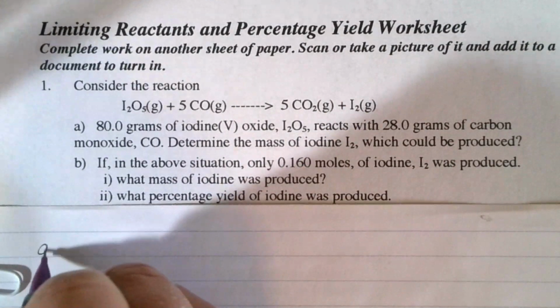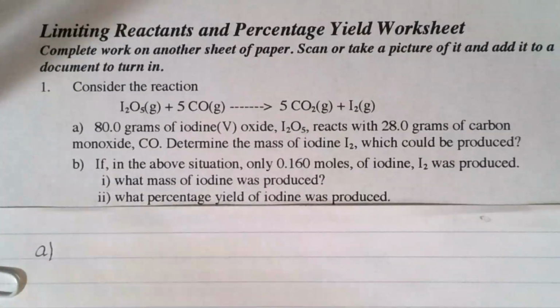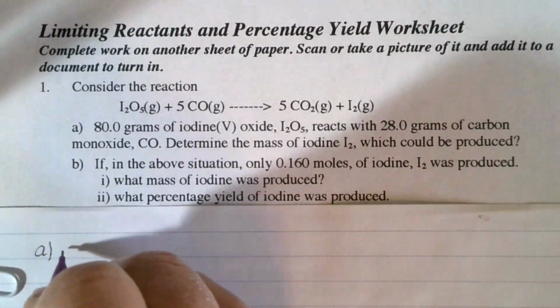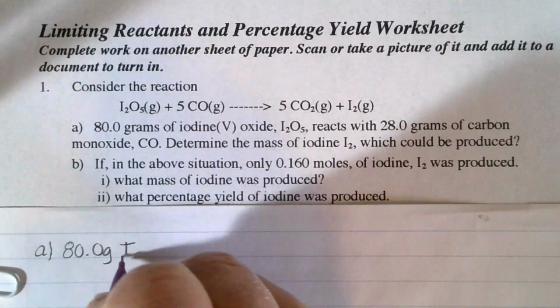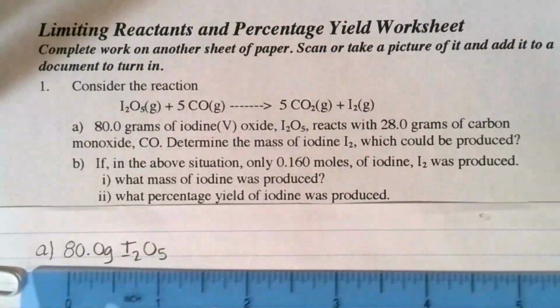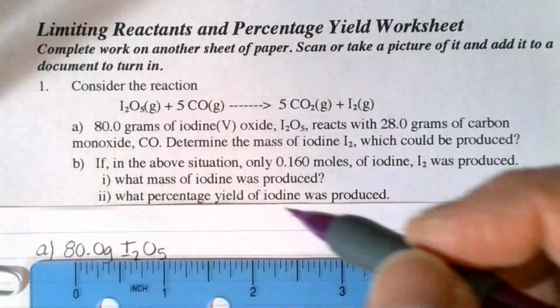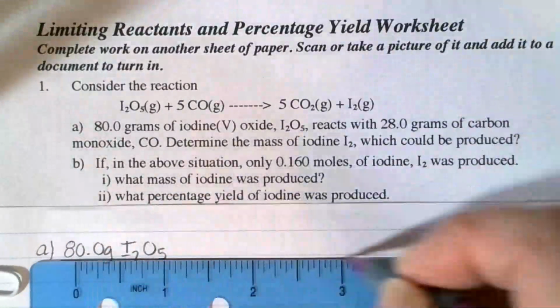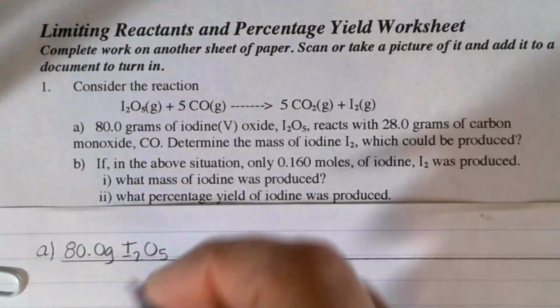So for letter A, and I'm going to be moving this a little bit, so bear with me. If you have it out, you should be able to see it. For letter A, I'm going to start with the 80 grams, because that's the first number they gave me. That's always a good way to start. Of the iodine 5 oxide. And I'm going to do stoichiometric calculations to determine if it's going to be carbon monoxide or the iodine 5 oxide, which one's going to be the limiting. But I want to figure out how much iodine gas I'm making.